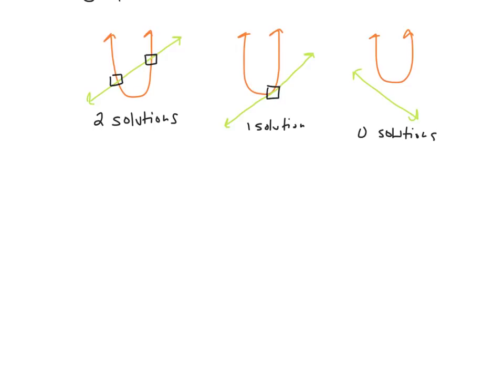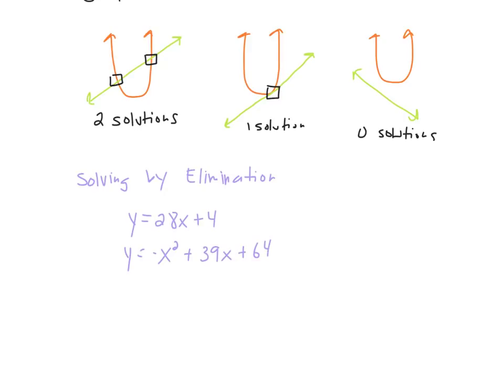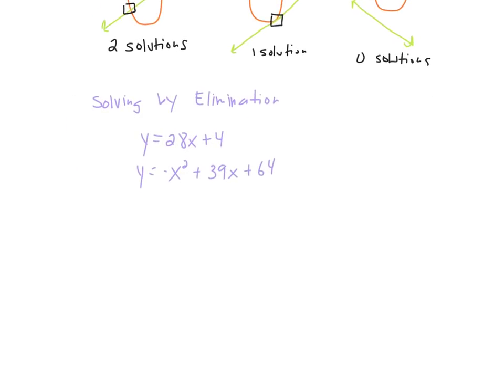So solving by elimination. And this is my system. y equals 28x plus 4, and y equals negative x squared plus 39x plus 64. Okay. All right, so first thing I'm going to do, elimination.